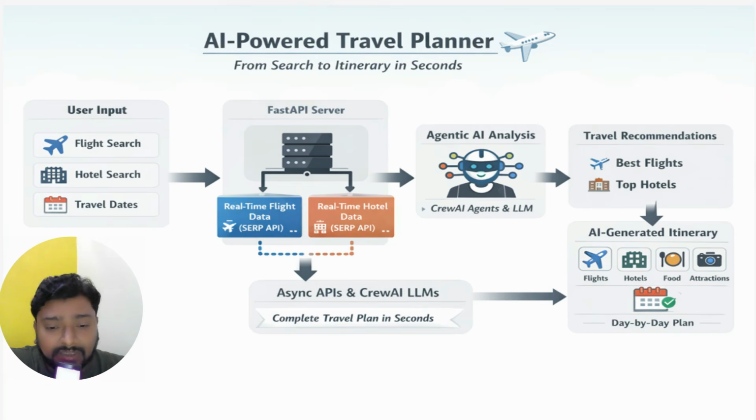So in a nutshell, in one line: when the user gives input to the FastAPI, real-time data is extracted using SerpAPI. AI generates the analysis on top of it using CrewAI and the LLMs, and then it returns the smart travel recommendations based on the complete AI-generated itineraries.